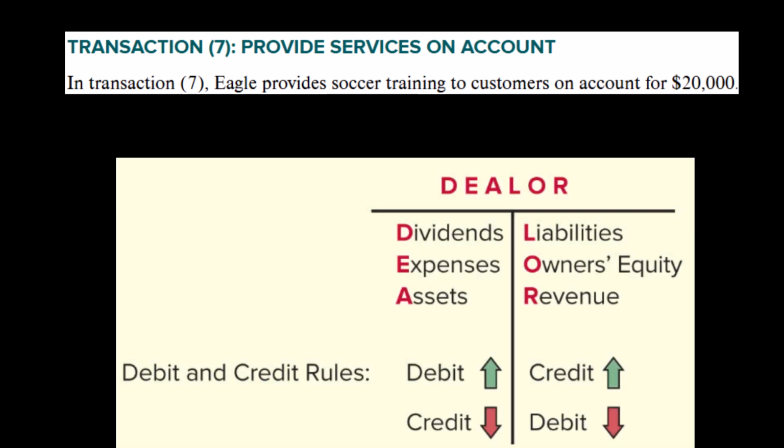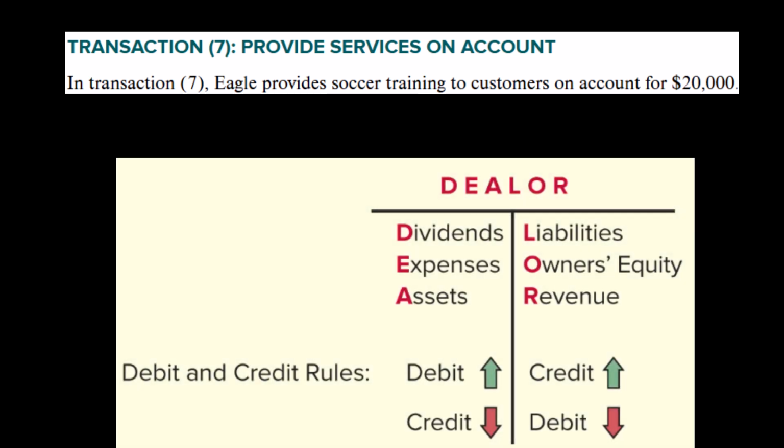Transaction 7. Similar to Transaction 6, we provided a service and earned revenue. But this time, the customer didn't pay us cash immediately. They will pay us later. This gives us a right to receive cash in the future, which is an asset called accounts receivable.